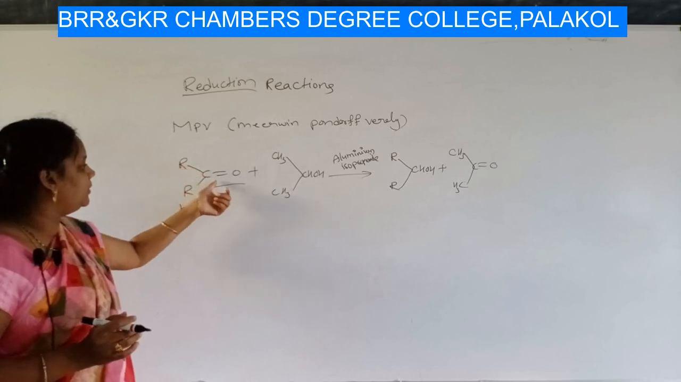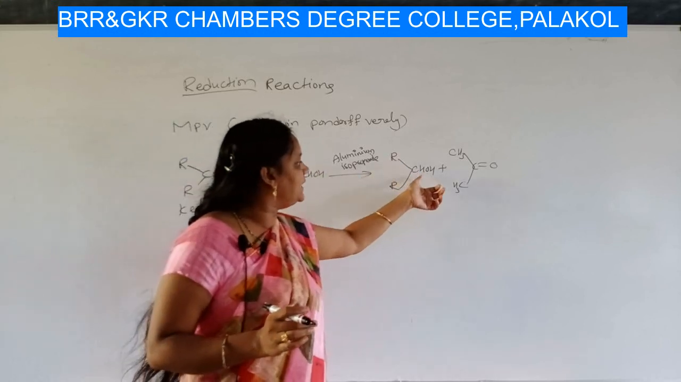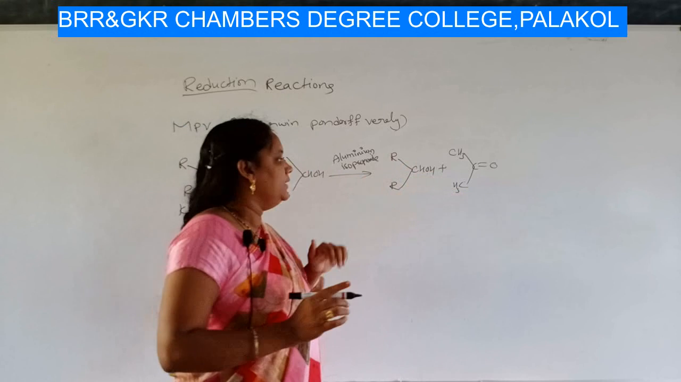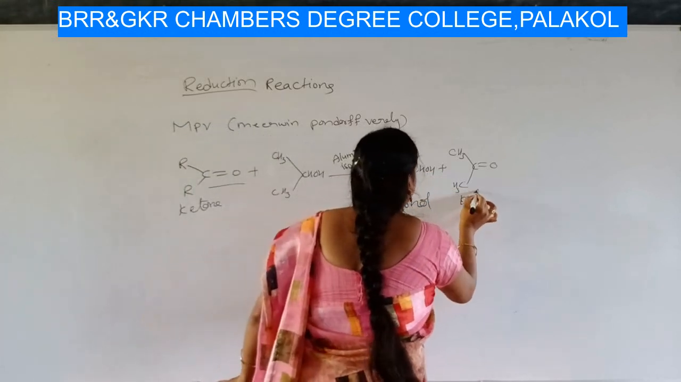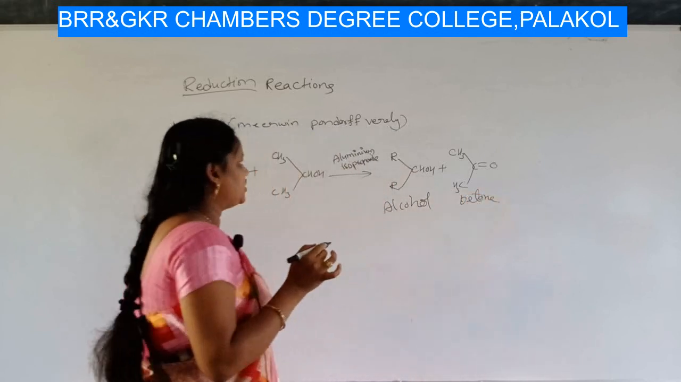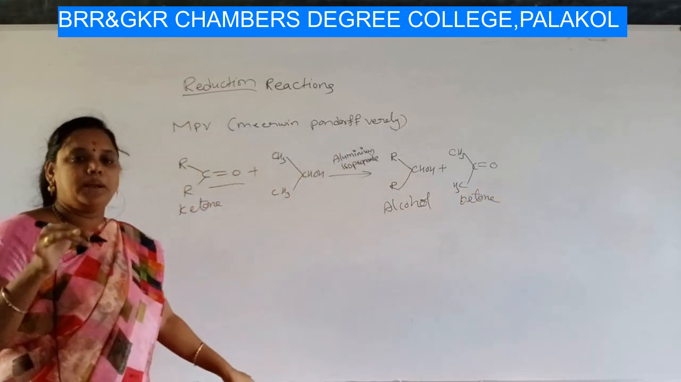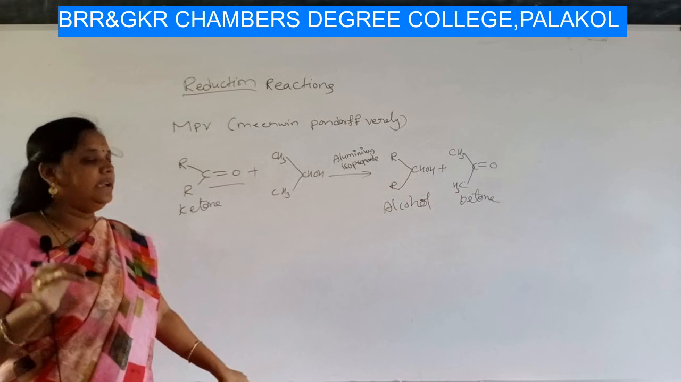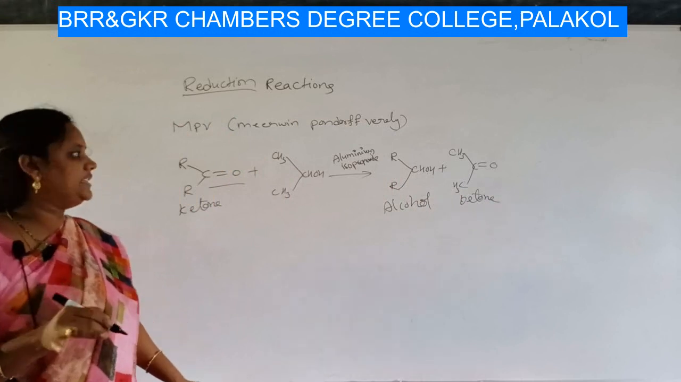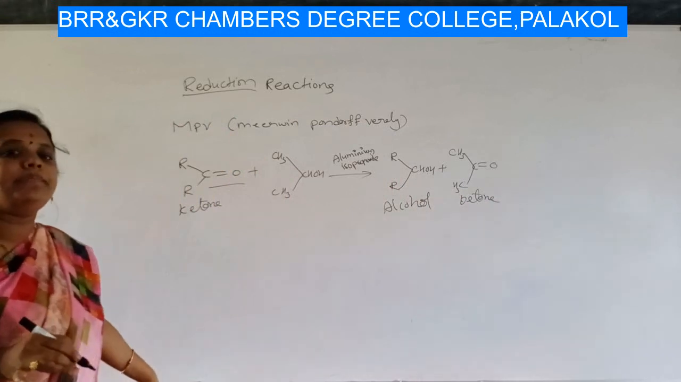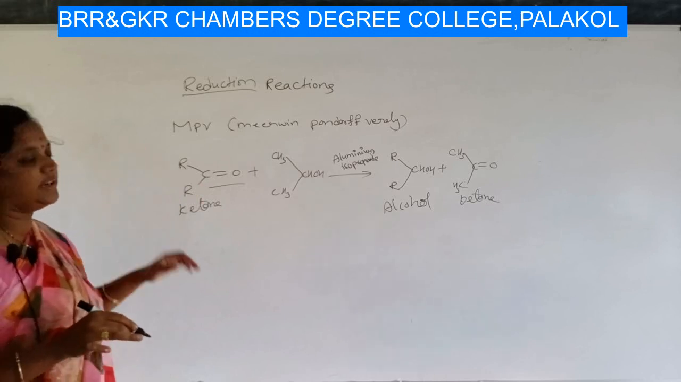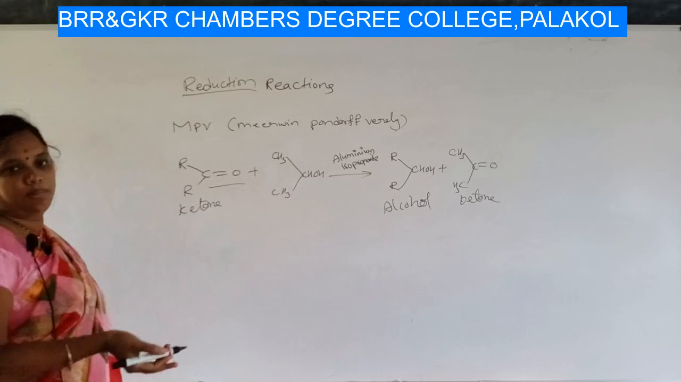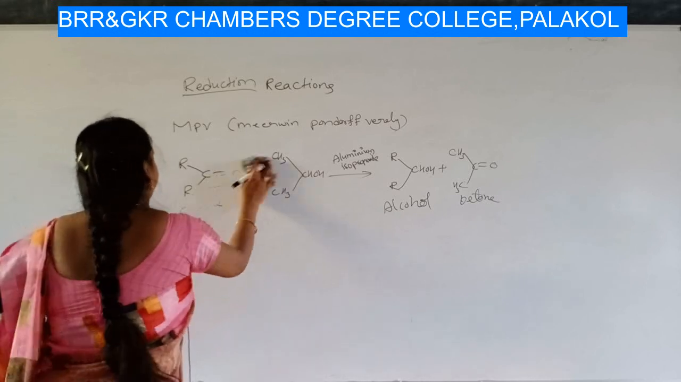RCR double bond O is converted into RCHOH R. This is an alcohol and this is a ketone. This reduction is called Meerwein-Pondorf-Verley reduction. This takes place in the presence of aluminium isopropoxide. This is one of the reduction reactions of carbonyl compounds. Okay, students?